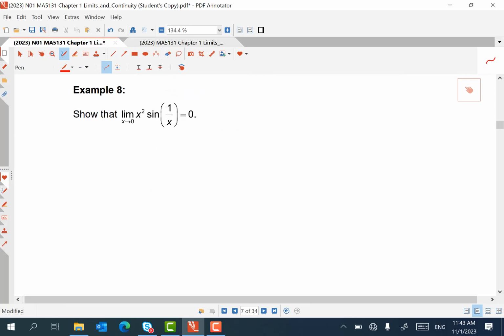To start off with, you will say that sine of 1 over x is between 1 and. The next step you do is minus x squared.